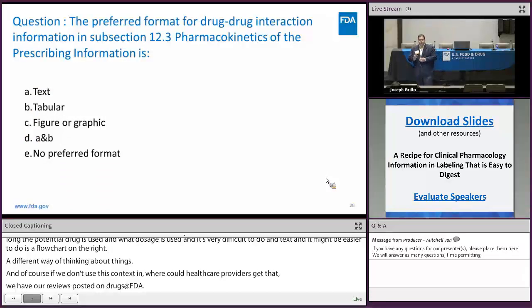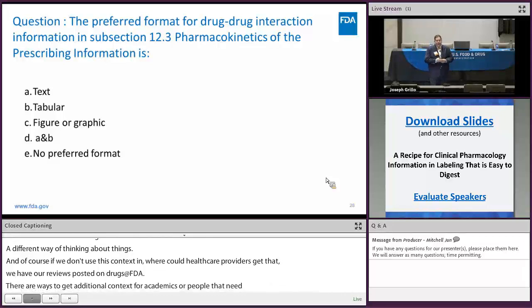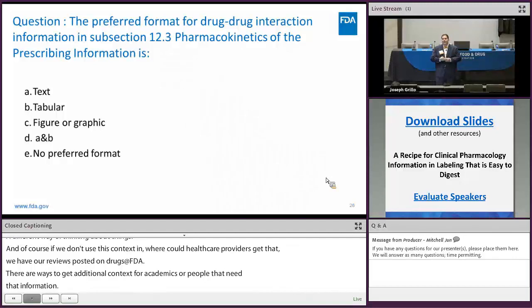Our challenge: for drug interaction section 12.3, is it text, table, figure, A and B, no preferred format? How many say, well, shout it out. E, great. Perfect, thank you.